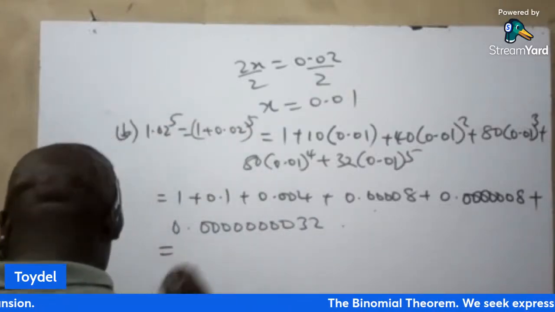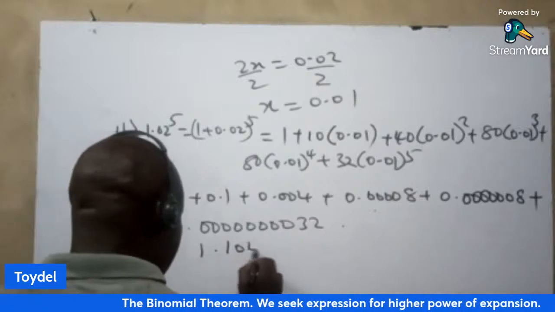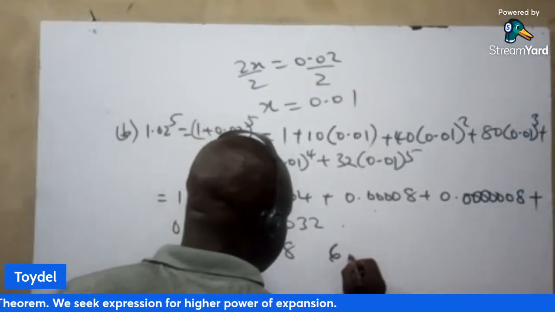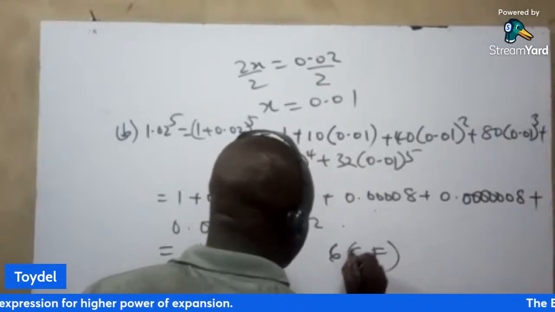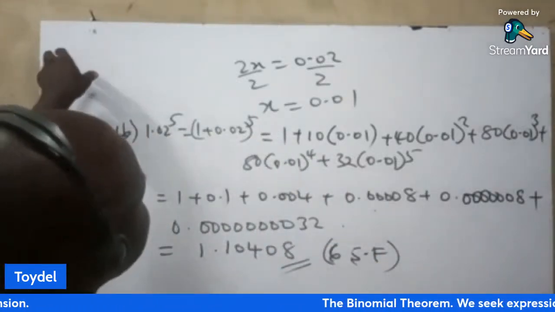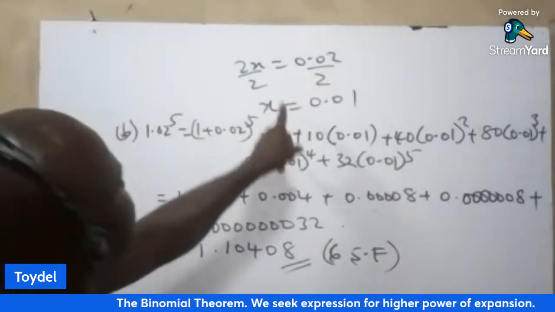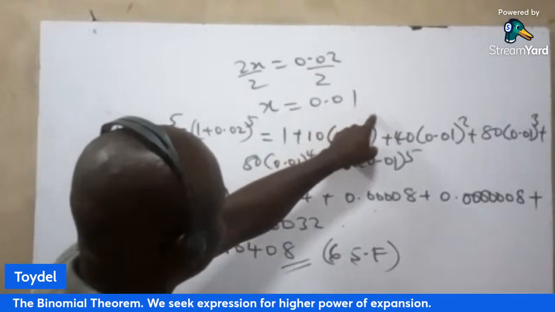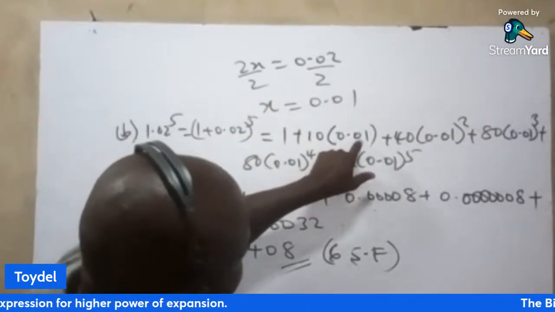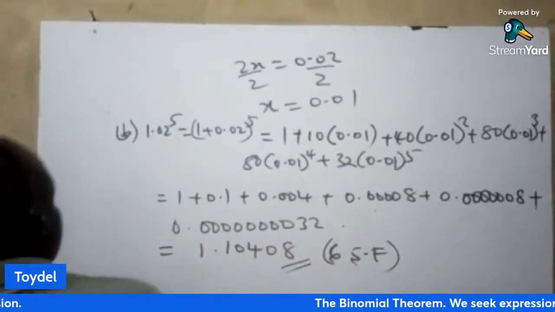Then if I add everything together, I'm going to get 1.10408. That is correct to 6 significant figures. So you can check out the answer that I have here. With the knowledge of Pascal's triangle, we were able to expand 1 plus 2x. Then we equate and get the value of x to be 0.01. Just go ahead and substitute 0.01 for x in that expansion. You'll be able to solve this problem. And that is what we are asked to do.